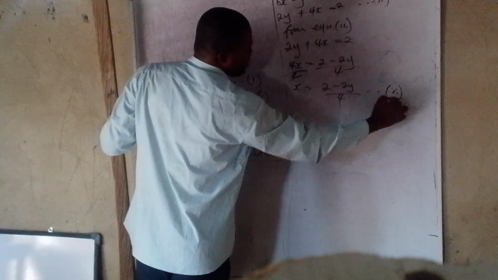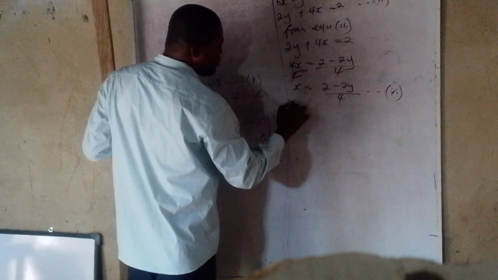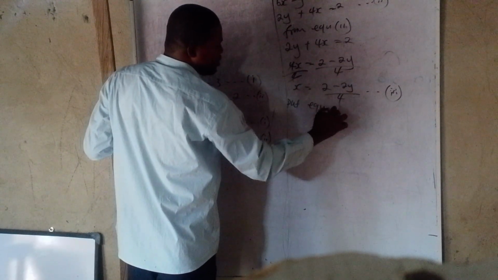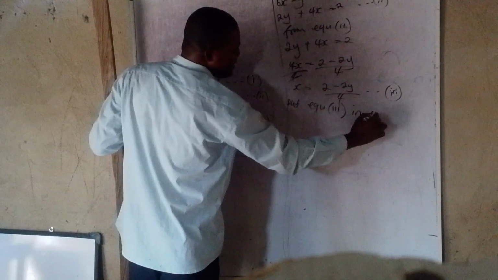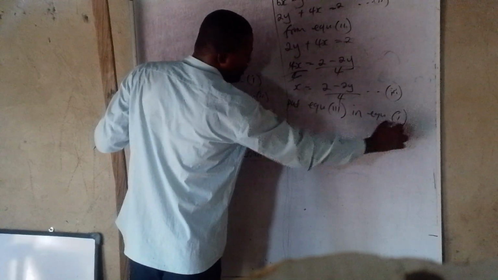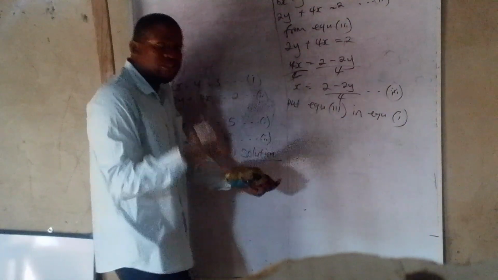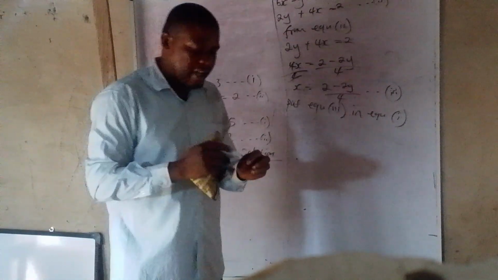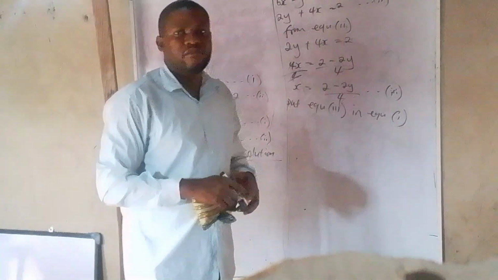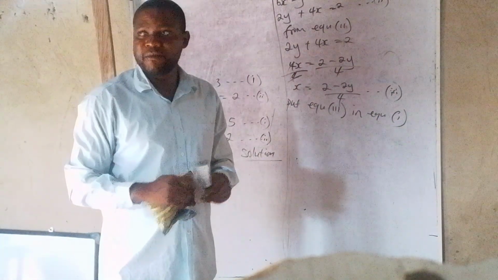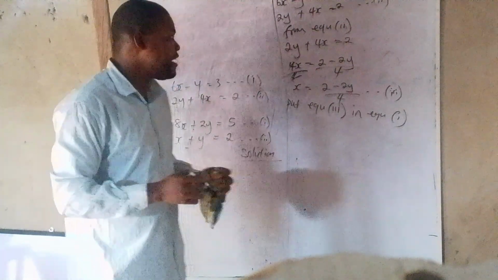Equation 3. Then I will put equation 3 in equation 1 because I got equation 3 from equation 2. I'm now doing the opposite of what I did the other time. If you have questions, you can ask me. Just type your question down and I will reply to you.